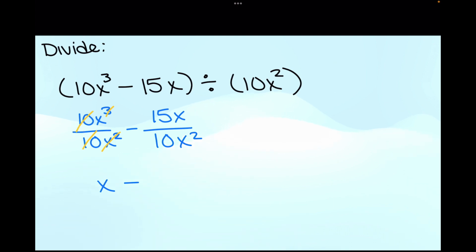First term, 10's cancel out. X to the third divided by x squared, the x squared cancels. And if we take an x squared out of the x to the third, we're left with x to the 1. Second term, 15 over 10, we can reduce that. We have a common factor of 5. 15 divided by 5 is 3. 10 divided by 5 is 2. And then we also have a common factor of x. We can cancel the x out of the top. And if we take one x out of the bottom, we have 1 left over. So that leaves me with just a 3 on the top and 2x on the bottom. And there's my answer, x minus 3 over 2x.